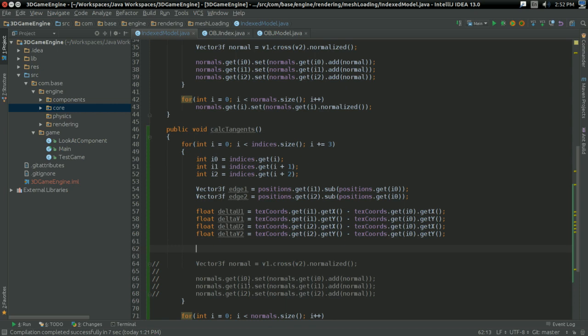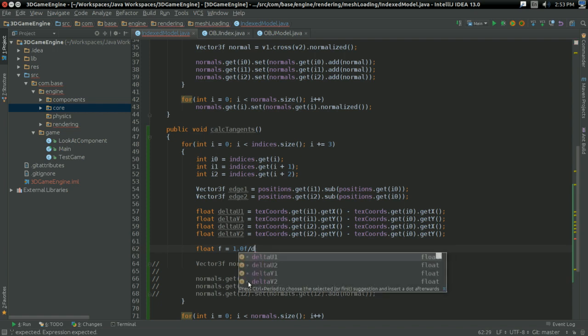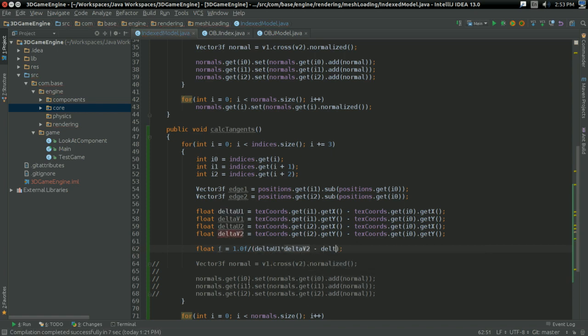But one thing I am going to do is calculate that inverse beforehand, just so we're not rewriting that over and over. So I'm going to call the variable f, just because it's something to call. I don't know a good name for that. If you can think of a good one, let me know. And that was 1 over, if you remember, delta U1 times delta V2 minus delta U2 times delta V1.